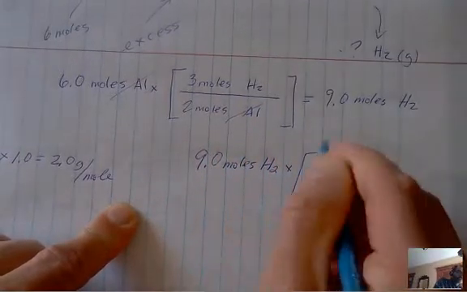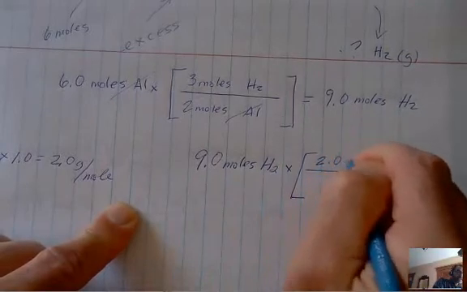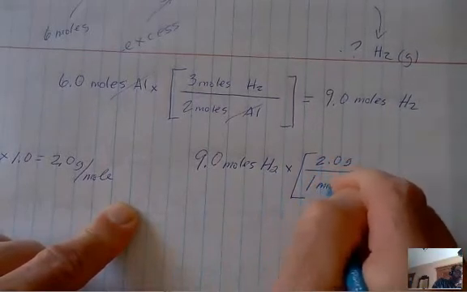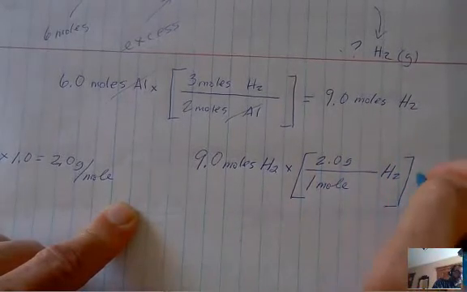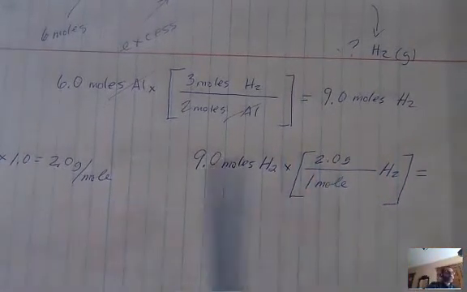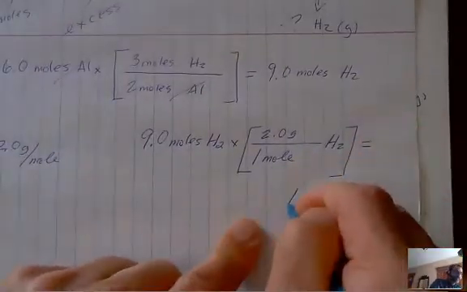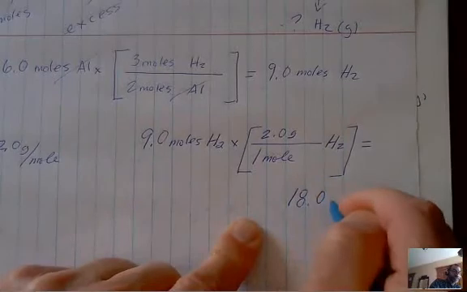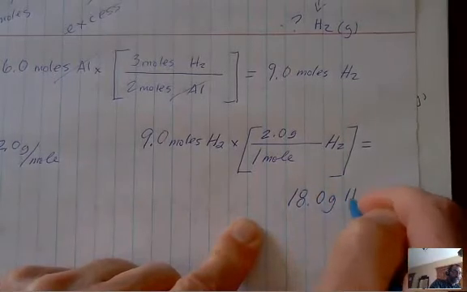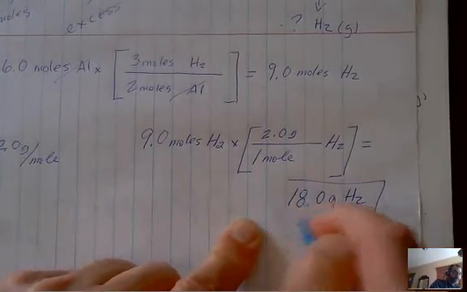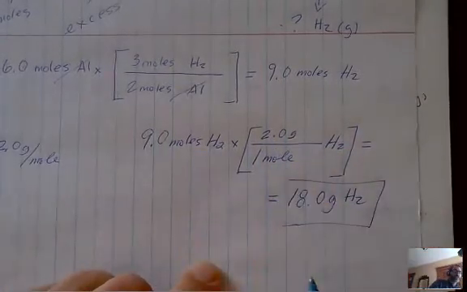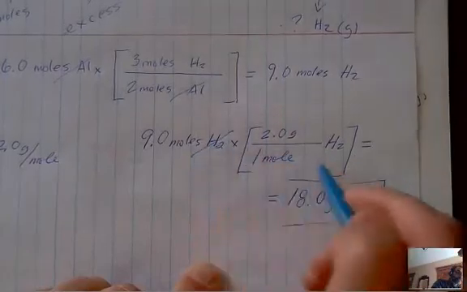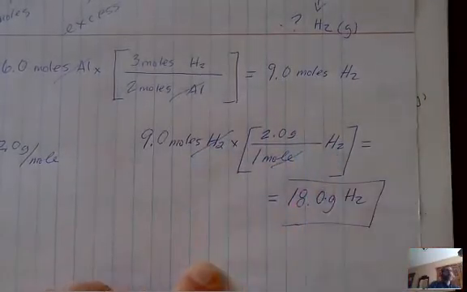So how do we do that? We multiply by the molar mass. This is 2.0 grams, equivalent to 1 mole, and that's for hydrogen. So that's back from chapter 7. So 9 times 2 gives me 18. I'll write that down here, 18.0 grams of hydrogen. That's my answer. So 9 times 2 is 18 divided by 1. Goodbye moles of hydrogen, hello grams of hydrogen.